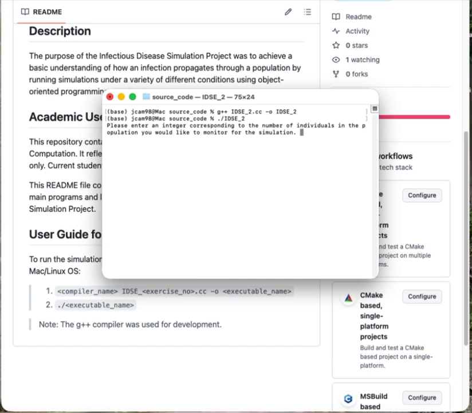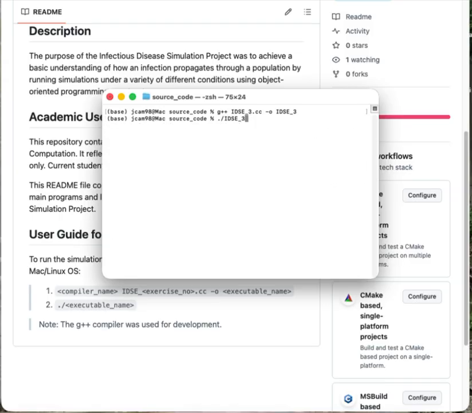Exercise 2, the simulation extends the first case to a population where a single member of the population is infected each day, and the simulation was run until every member of the population had recovered from the infection, where no transmission of the disease was permitted. So let's set the population to a small number of, let's say, 1,000.